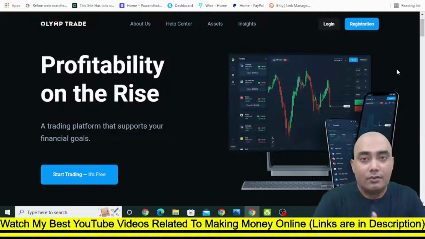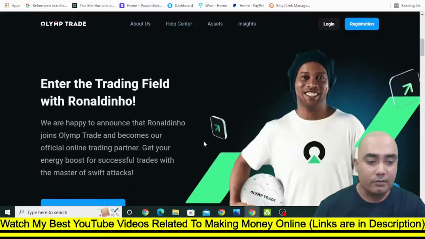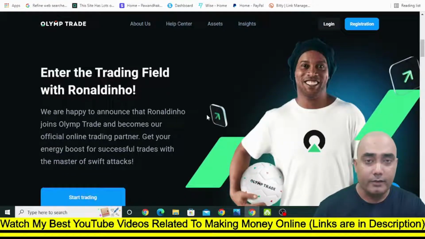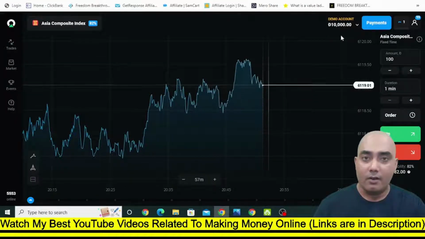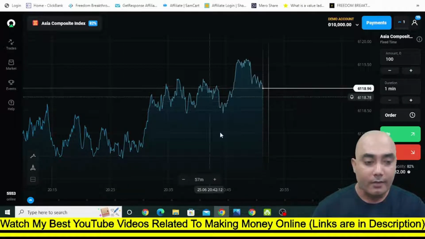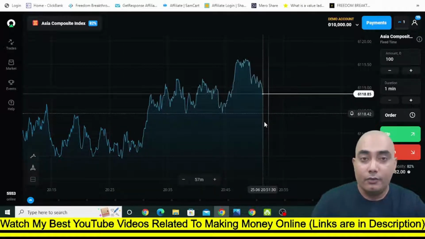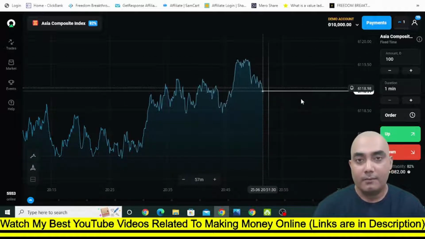So in order to start to trade online, firstly you need an account on some kind of platform, okay? And one of the trusted platforms is Olymp. They have also recently partnered with Ronaldinho at this time, okay? And you can create an absolutely free account, and also you can get a demo account with $10,000 fund inside this trading account, which you can utilize, or you can practice with this demo account, okay. You can also call it practice account.